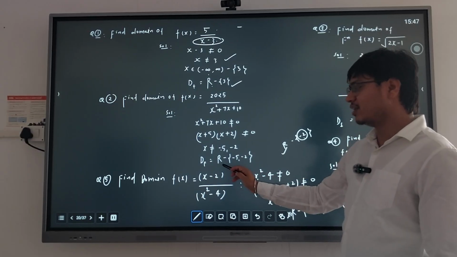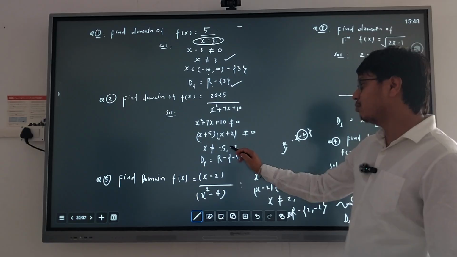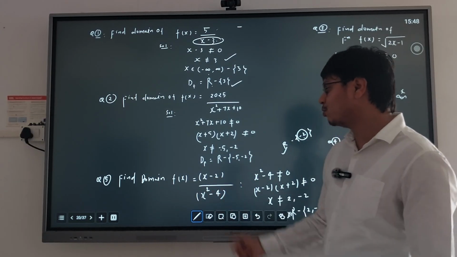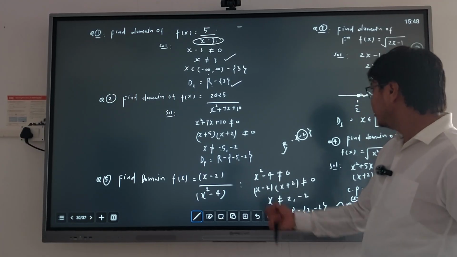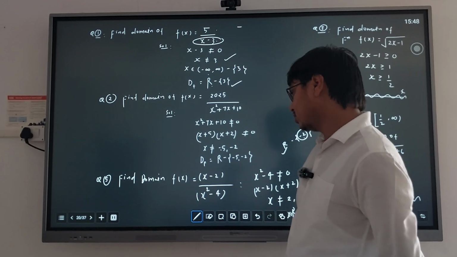So the domain of the function is defined as all real values, capital R is the representation for real values, except minus 5 and minus 2. Next, the expression is defined as the domain of (x minus 2) upon (x square minus 4). So the condition is, we can make a mistake in this question.